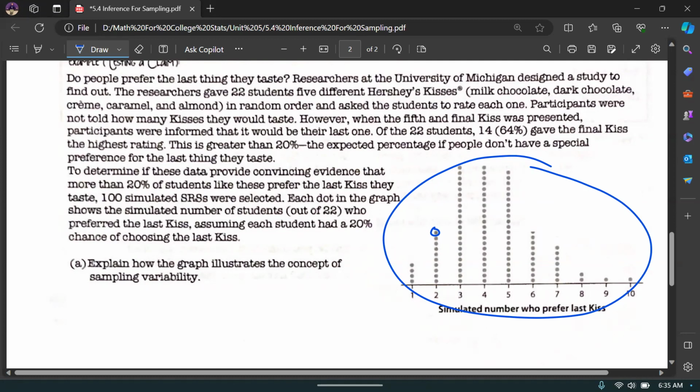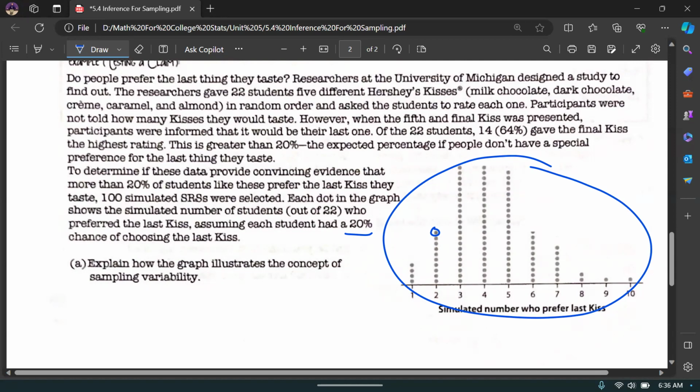Remember, this is a simulated trial where all you're basing it on is, hey, we're assuming that if they don't have a preference, then there's a 20% chance that they would like the last kiss, because there's 5 different types of kisses. If it's random chance, you're choosing one of those 5 randomly, which means you would choose the last one 20% of the time. You would choose the first one 20% of the time. You would choose the second one 20% of the time. If you didn't have a preference, each kiss would have an equal chance of being selected as the favorite. And so all 100 trials here are simulated on that assumption.